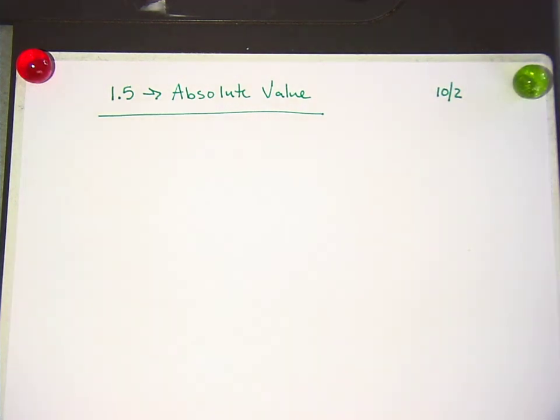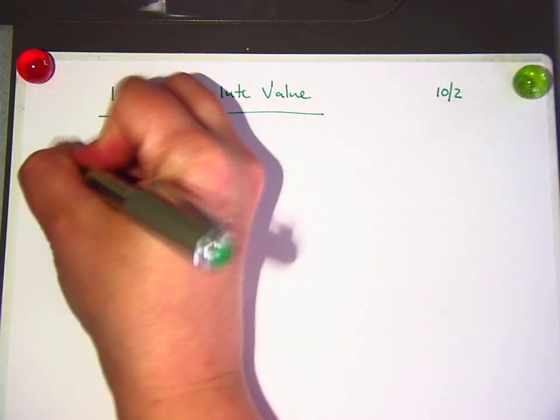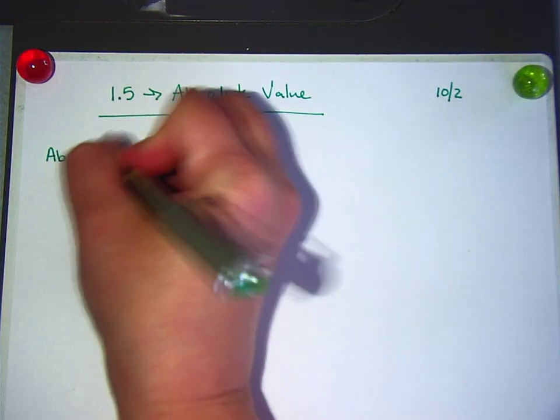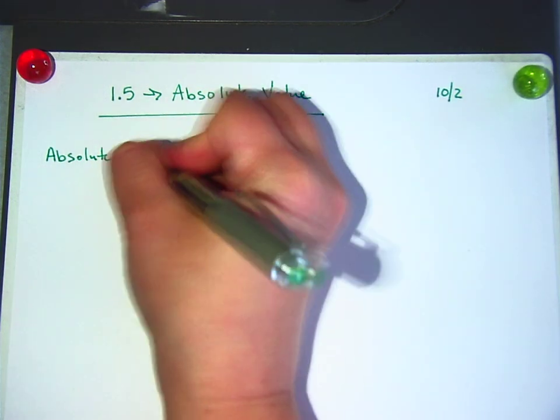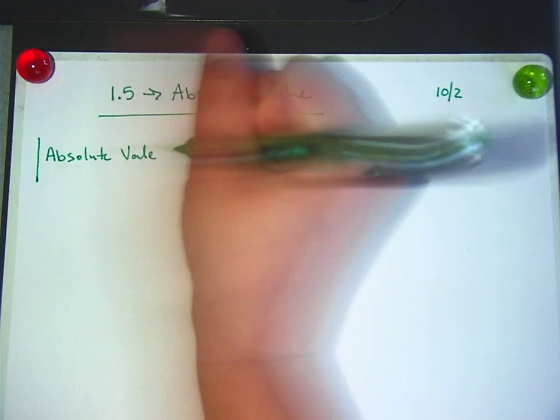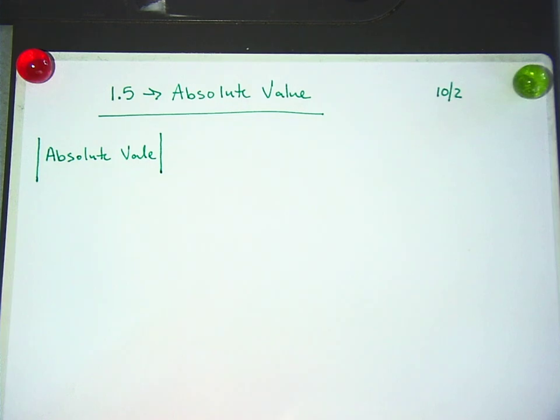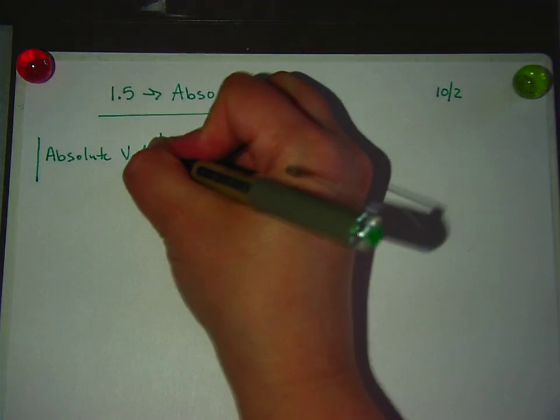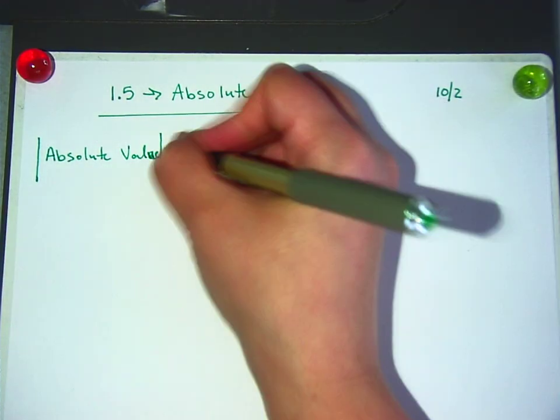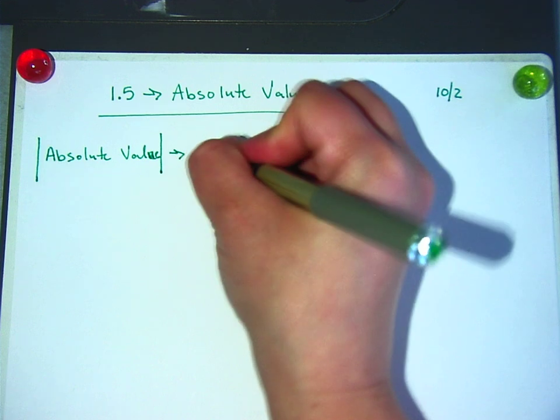So, do you remember what absolute value is? It's like the two lines surrounding. Kind of looks like this, like two big lines. Yeah, that make them positives. Right. It always makes it positive.